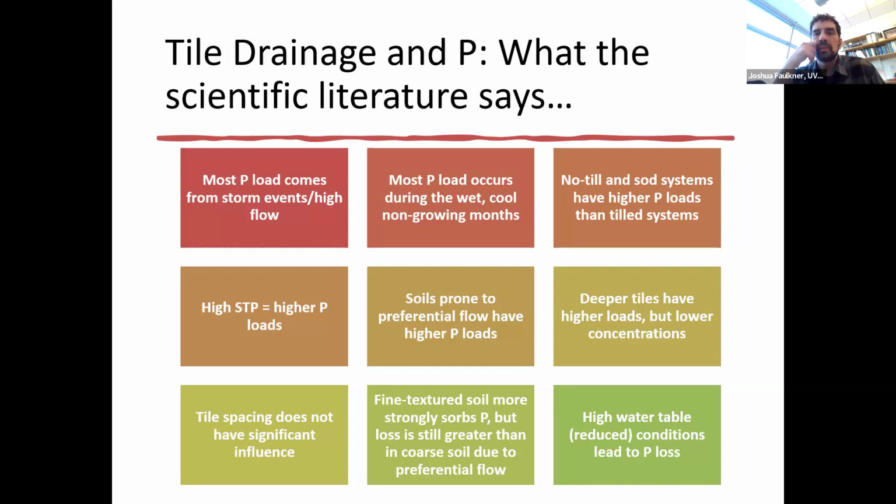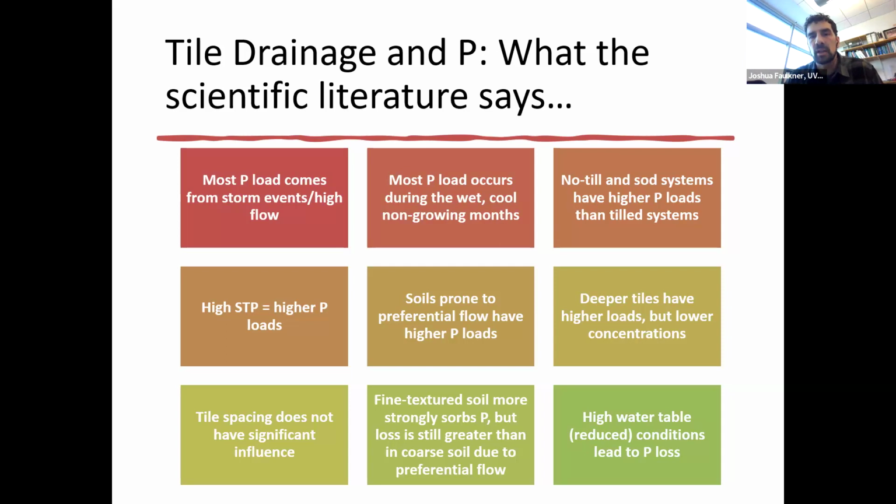No-till and sod systems have higher P loads than tilled systems. This is because of just that phenomenon that I mentioned, the formation of biopores and macropores and a lot more water, and stratification of phosphorus in those systems. Okay, second row, higher soil test phosphorus has higher phosphorus load.